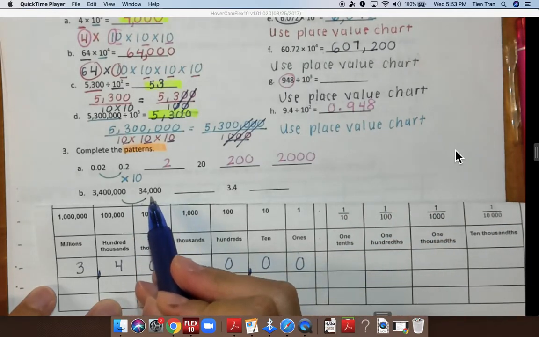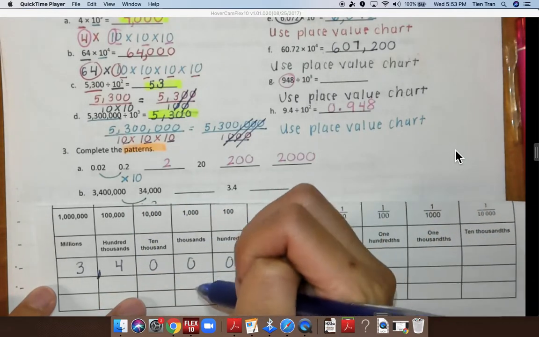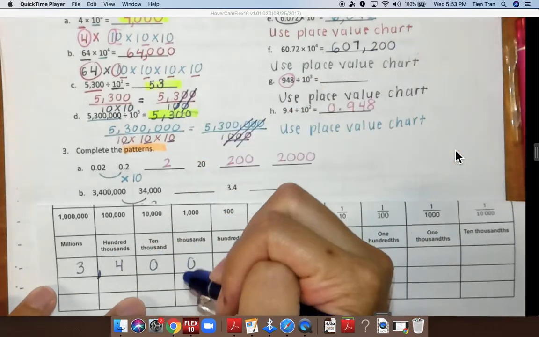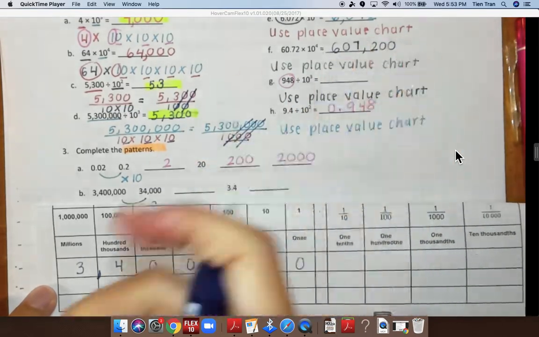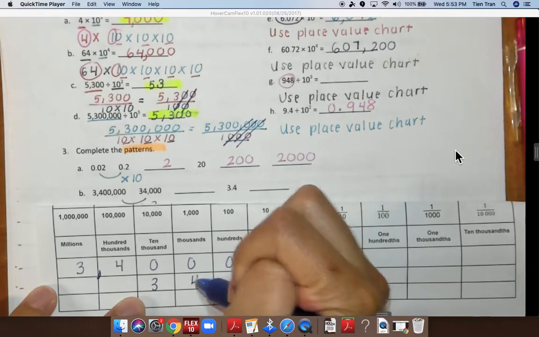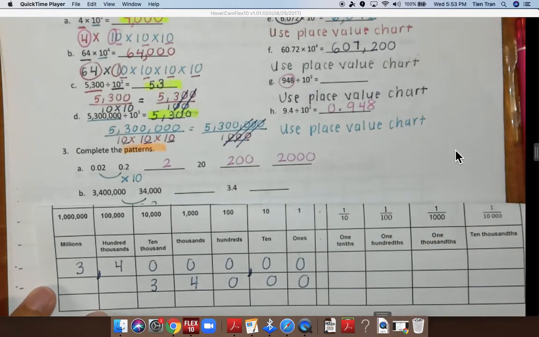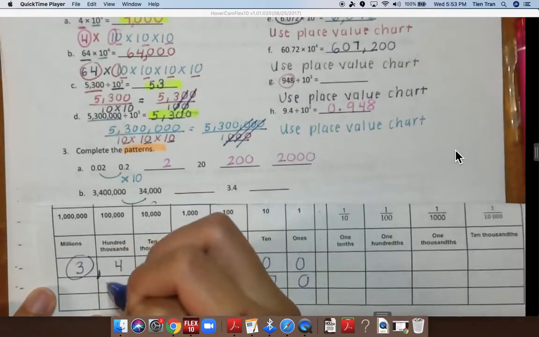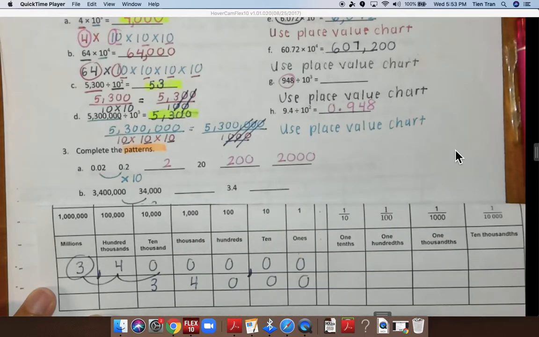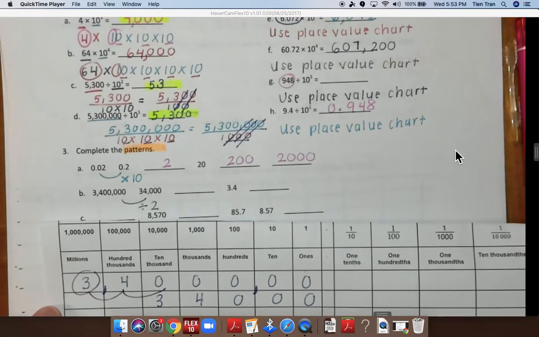I get 34,000. So 34,000 is going to, whoops, the 3 goes under 10,000s, and the 4 goes under thousands, and then the rest of my zeros. So I'm going to see how many times I move my 3 over, because it's easier to look at the 3. Okay, so I move over 1, 2. So my pattern is dividing by 2.